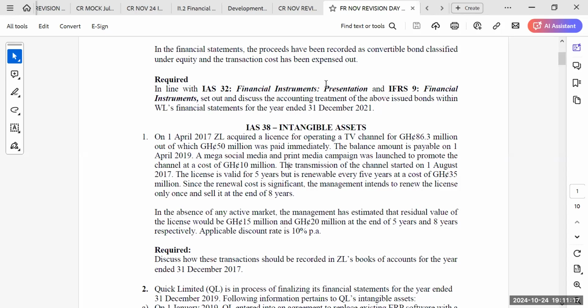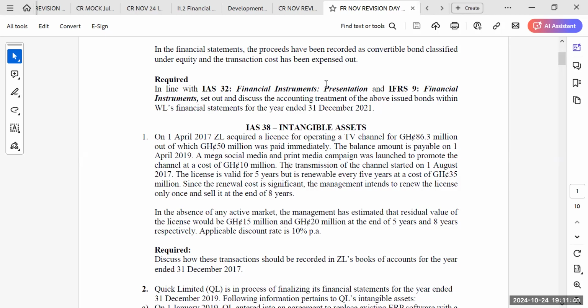In the absence of any active market, the management has estimated that residual value of the license will be 15 million and 20 million at the end of 5 years and 8 years respectively. Applicable discount rate is 10% per annum. Required, discuss how these transactions should be recorded in the books of accounts for the year ended 31st December 2017.